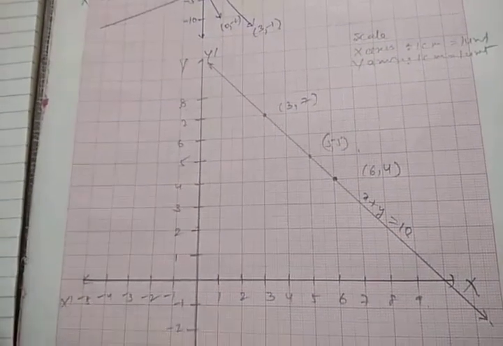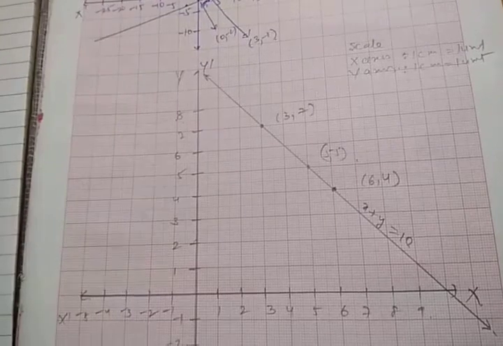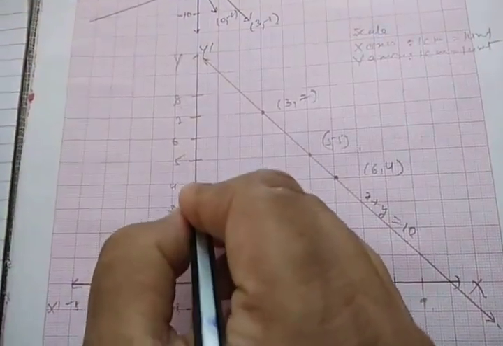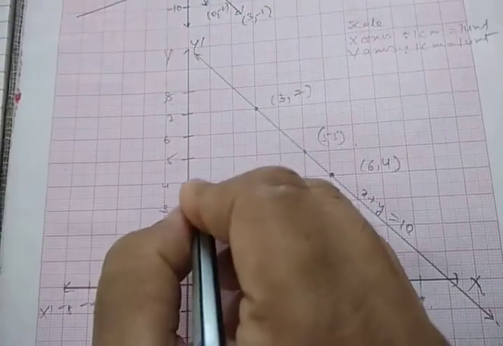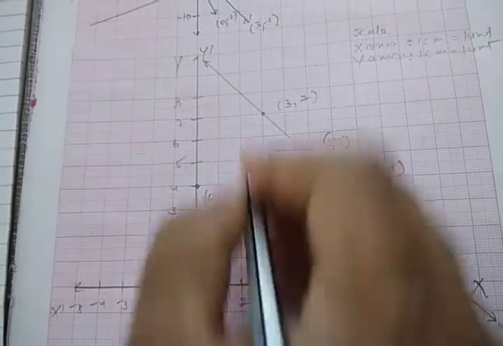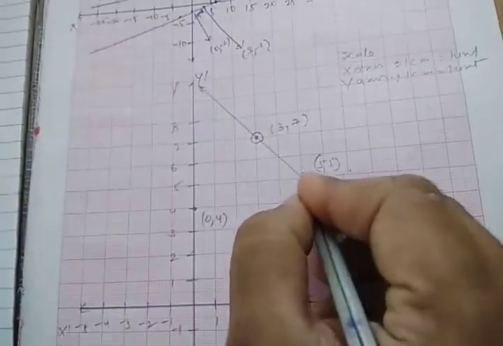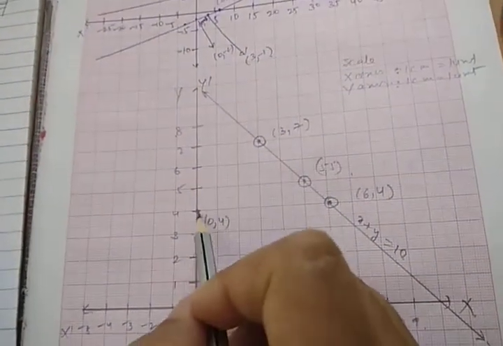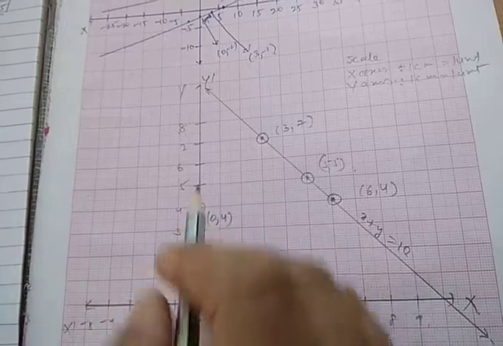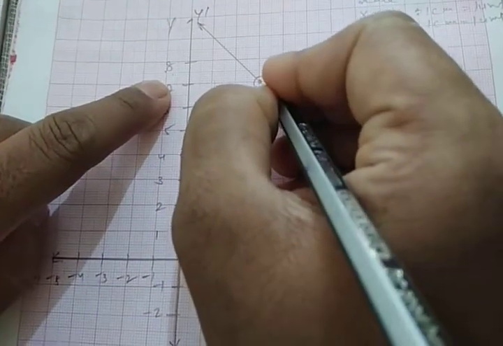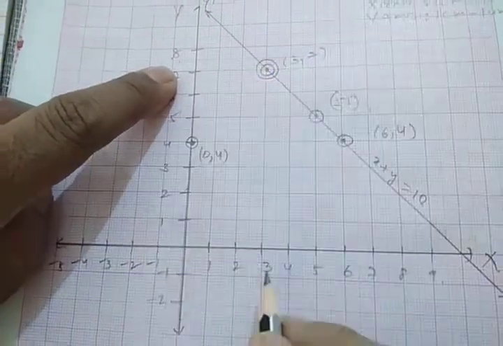Now for the second line, the points are x equal to 0 and y equal to 4. This is the point. We can write it as 0, 4. This can be circled so that we can visualize it easily. 0, 4 is the point. Second point is 3, 7. That is x is 3 and this one is 7. That means this point is the common point for both.